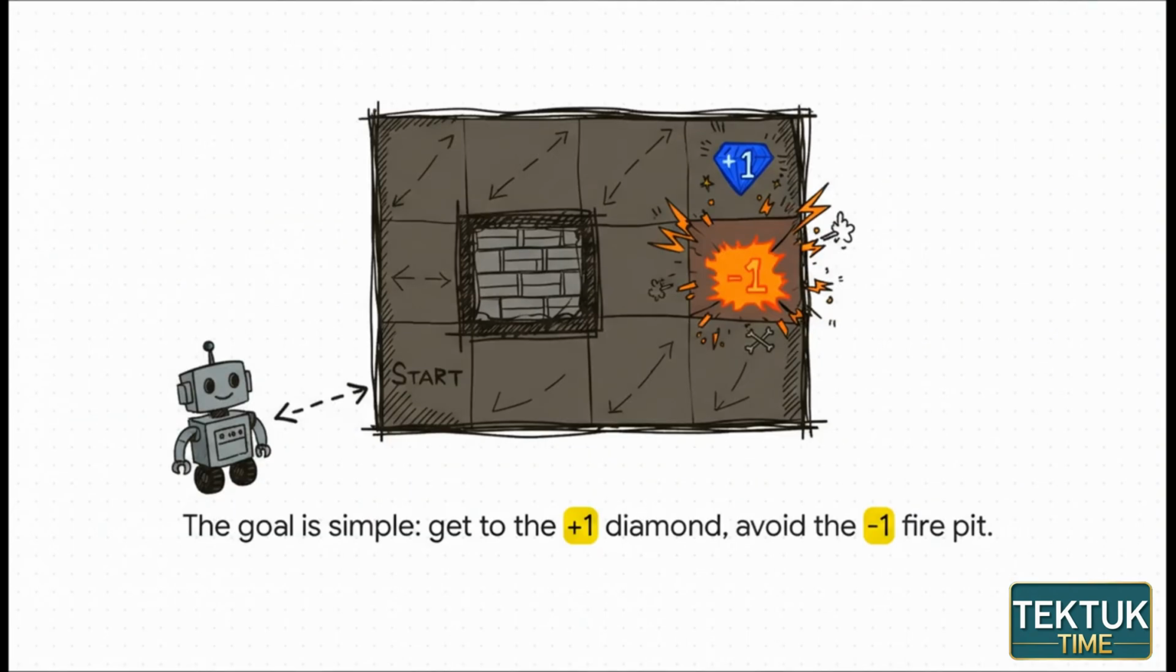The rules here are pretty straightforward. Our robot kicks things off in the bottom left. See that blue diamond? That's the goal. It gives a nice positive reward of +1. And the fiery pit? Yeah, you want to avoid that. It's a terminal state that gives a negative reward of -1. Oh, and that gray square in the middle? That's just a wall. Our robot can't go through it.